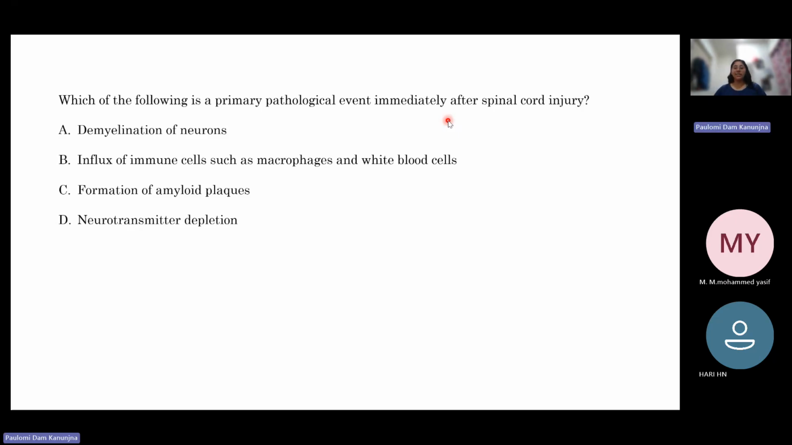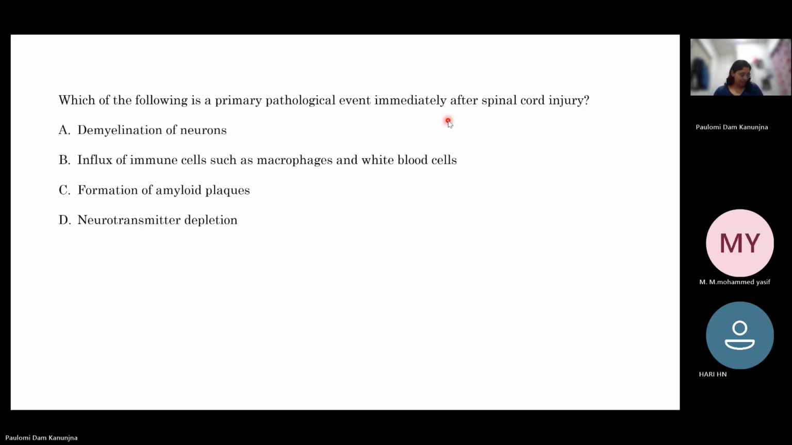So if your spinal cord is affected and your motor neurons get damaged, what will happen in the spinal cord? Or what will happen as a pathological event? Any faint idea?